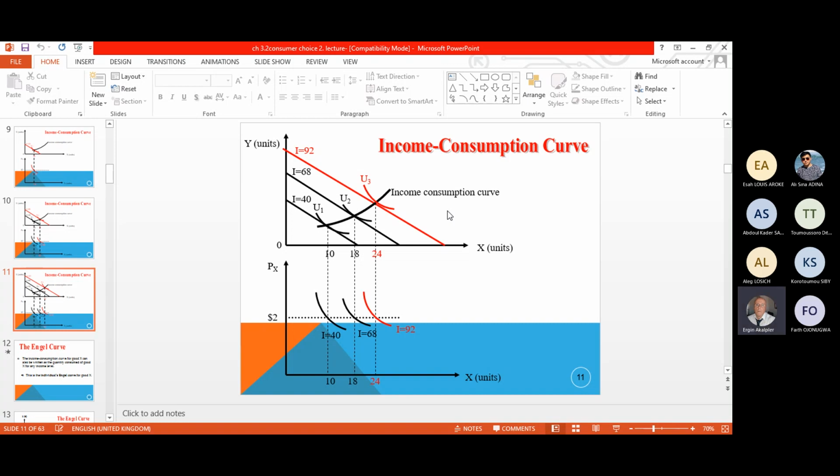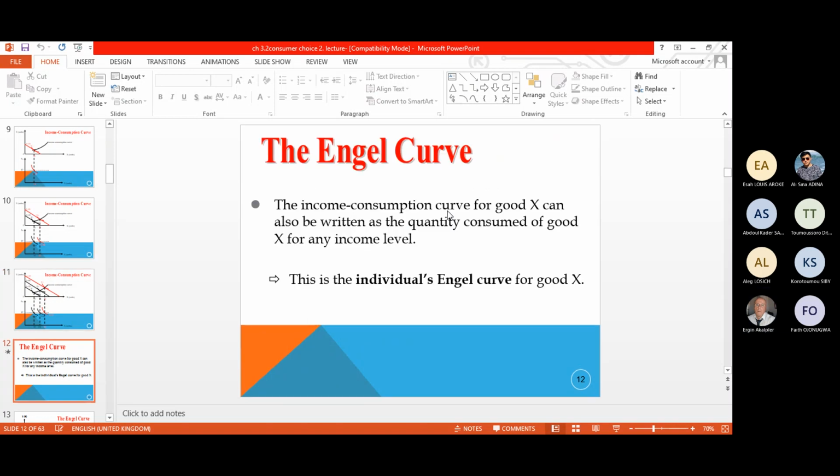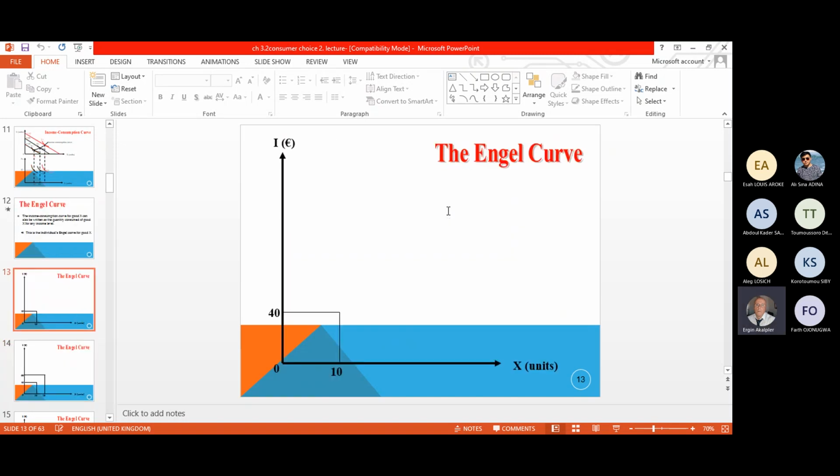the income consumption curve design. The Engel curve, the income consumption curve for good X, can also be written as the quantity consumed of good X for any income level. This is the individual's Engel curve for good X. Let's look. The Engel curve is, as you are observing, let's say, can be represented with these two combinations of the income and units.